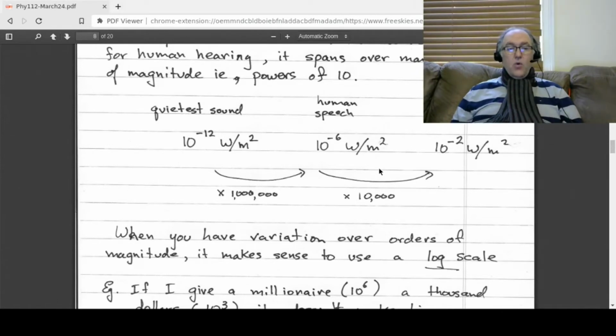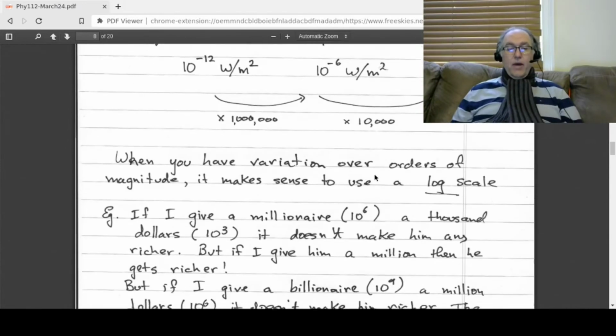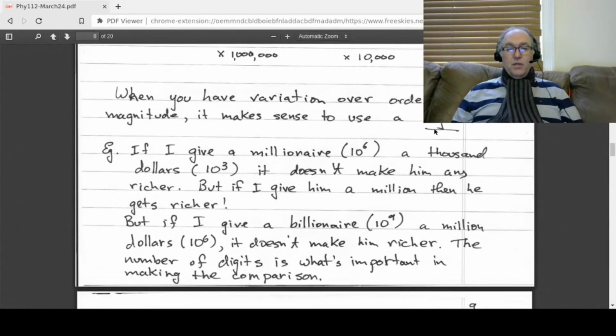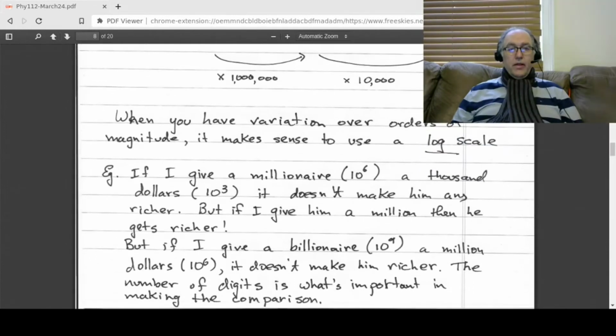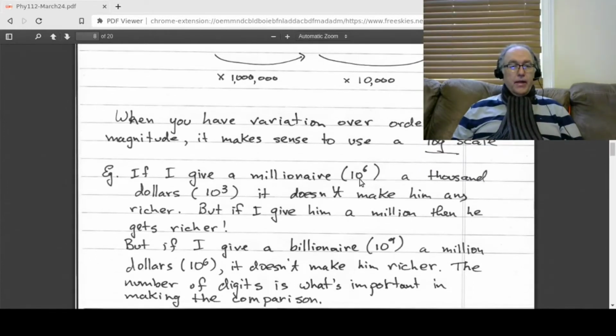So how do you get all that into one scale? The only way to do that is really with this thing called a log scale. But before we jump into a log scale, let me try to describe to you where log scales become useful. So let's take the example of money.